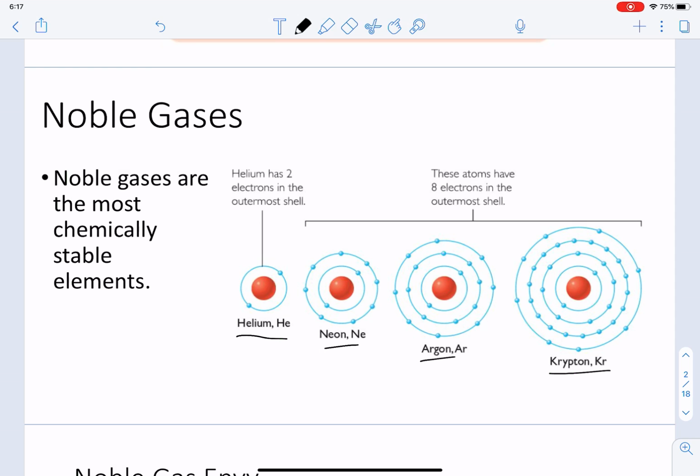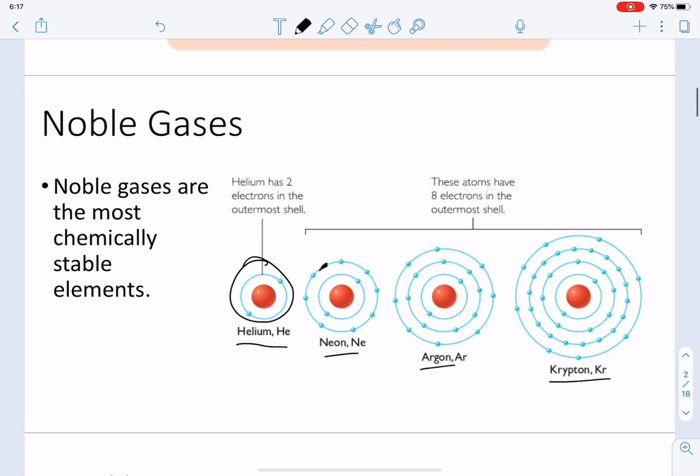with any other elements. Helium has 2, remember? First energy level always has 2 electrons. That's our smallest energy level. And then after that, our second energy level, our third energy level, and our fourth energy level all have 8 total electrons before we move on to the next energy level.